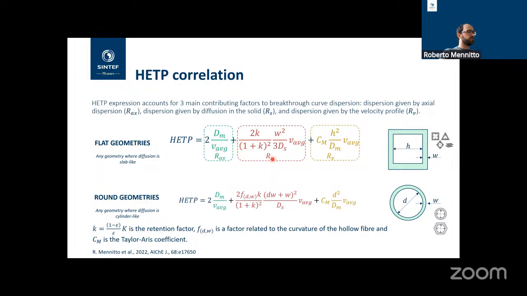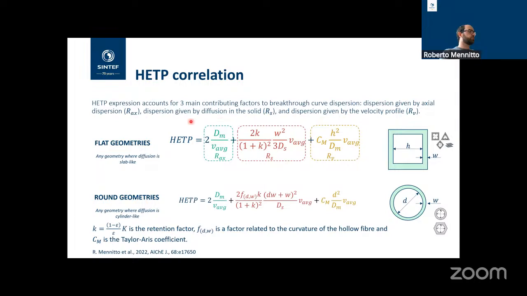The second resistance is the resistance given by the diffusion within the solid. So we see here the retention factor, W again is the thickness of the solid, and the S is the diffusion in the solid system over here. And then the last one is the resistance given by the velocity profile. So within the channel, we will have a certain velocity profile, and this is the resistance of it. Cm is the Taylor-Aris coefficient that we will see what it is in a moment. H squared is basically the channel opening squared, the molecular diffusivity, and the average velocity.